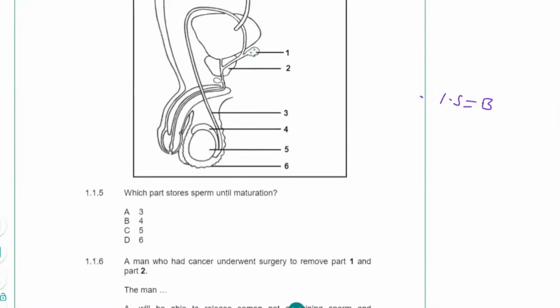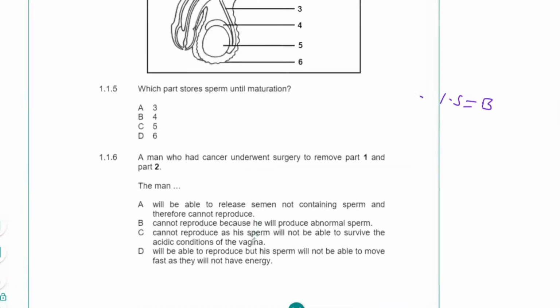Remember, part 1 produces fluid which nourishes the sperms. It gives the fructose so that the sperm can have enough energy. Prostate gland produces alkaline fluid which neutralizes the acidic nature of the urethra and the vagina. And then Cowper's gland produces a fluid which lubricates so that the sperm can move very fast without any friction. So this is not development of sperms. So B is also ruled out.